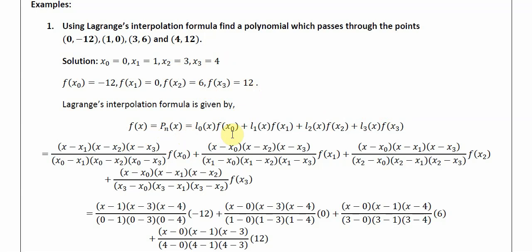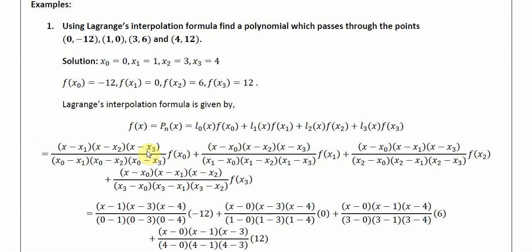L naught of x into f of x naught plus L1 of x into f of x1 plus L2 of x into f of x2 plus L3 of x into f of x3, because I have only till x3. So how many terms? 1, 2, 3 and 4 terms are written. Now, how do I write the coefficients? All the numerators are products of x minus x naught, x minus x1, x minus x2, x minus x3. Depending on the term, we have to eliminate one term.